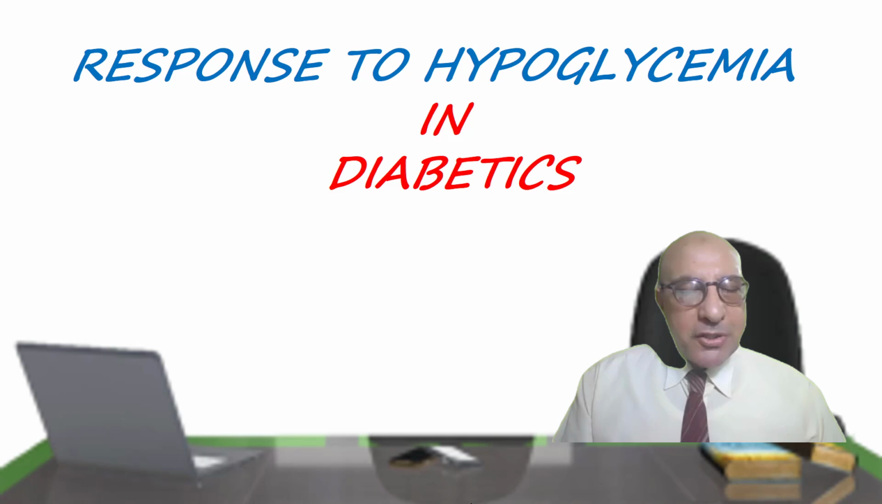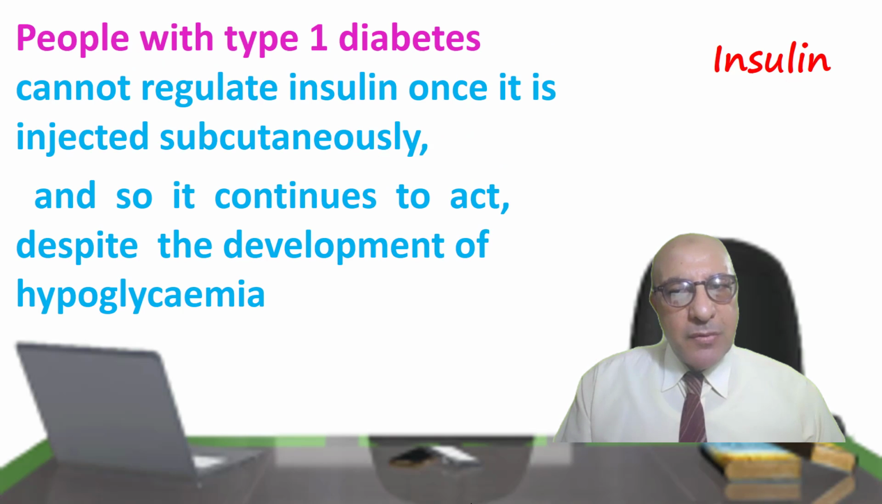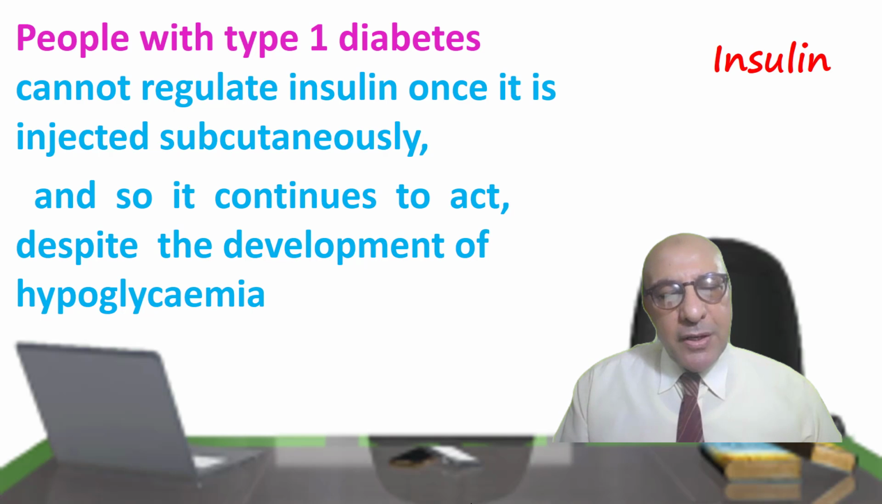Now, what about diabetic patients? Can these counter-regulatory hormones protect them? Let's see. Let's take, for example, first we said that the first thing is to suppress insulin secretion. In diabetic patients, especially with type 1 diabetes, who are dependent on injections of insulin, they cannot regulate insulin. Once it is injected subcutaneously, it is inside the body. Even if there is hypoglycemia, it cannot be taken back. So this step is not working for them.